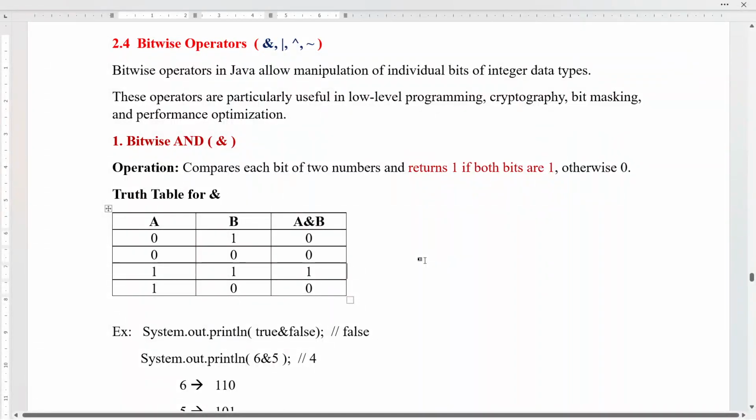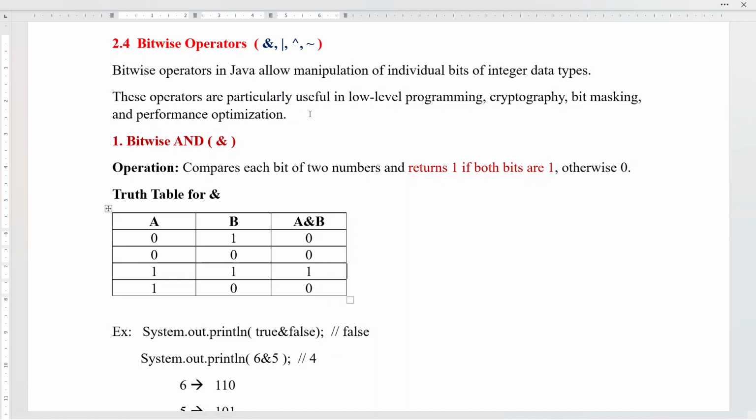Hi friends, today I am going to discuss what are bitwise operators in Java. Bitwise operators are AND operator, OR operator, XOR operator, and NOT operator. Bitwise operators in Java allow manipulation of individual bits of integer data types. These operators are particularly useful in low-level programming, cryptography, bit masking, and performance optimization.